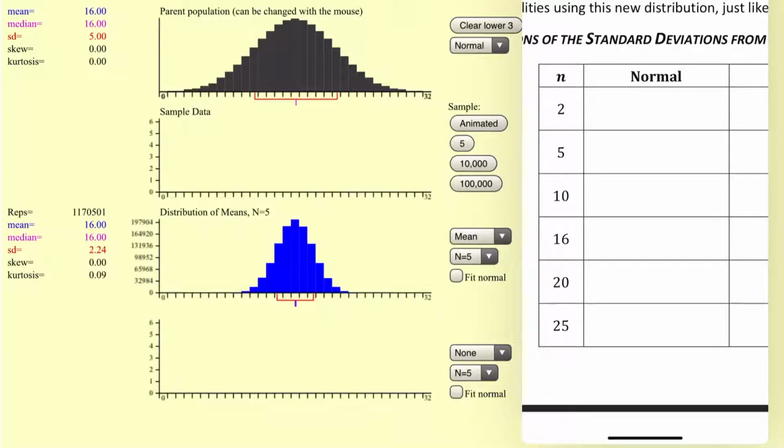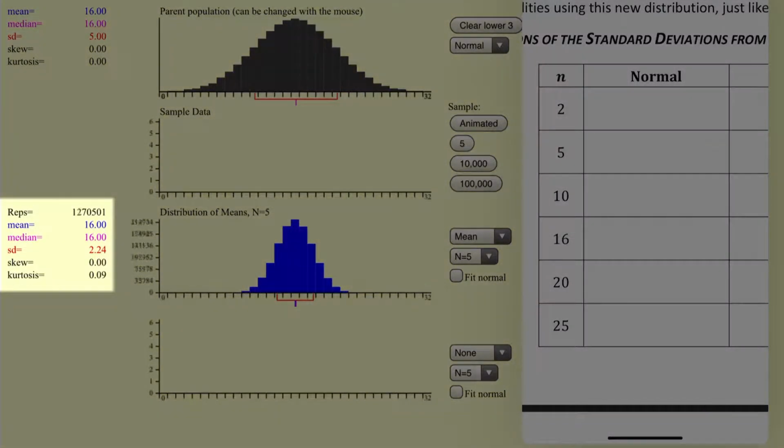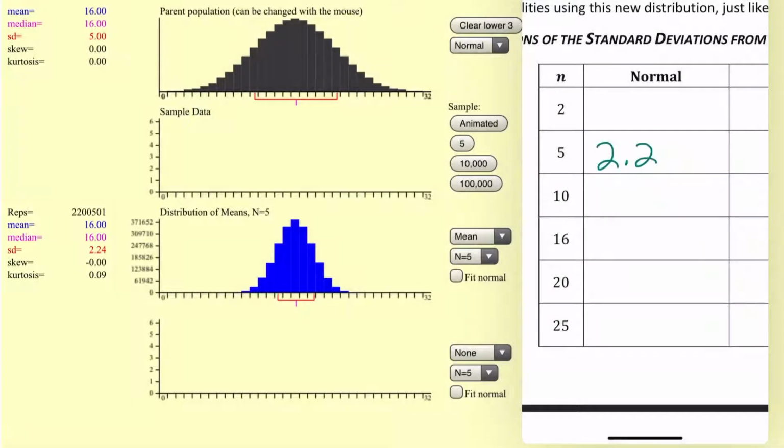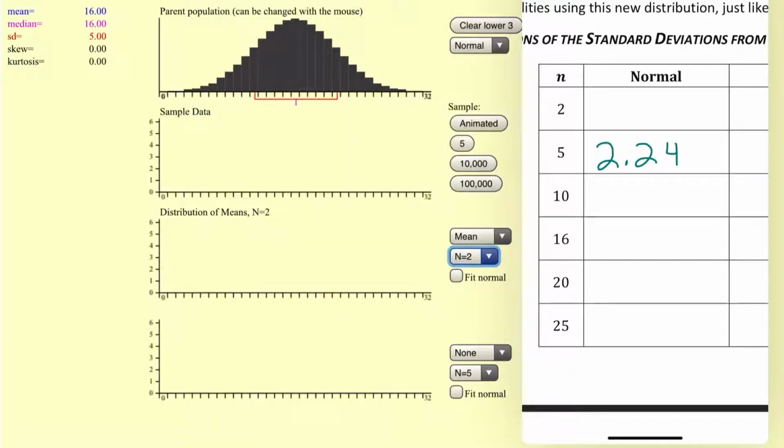I want to document my standard deviation on this table. So in my over, I just did it a few more times, over 2 million times. My standard deviation is 2.24. So when I did sample size 5, I had a standard deviation of 2.24. All right, I'm going to backtrack and do sample size 2.